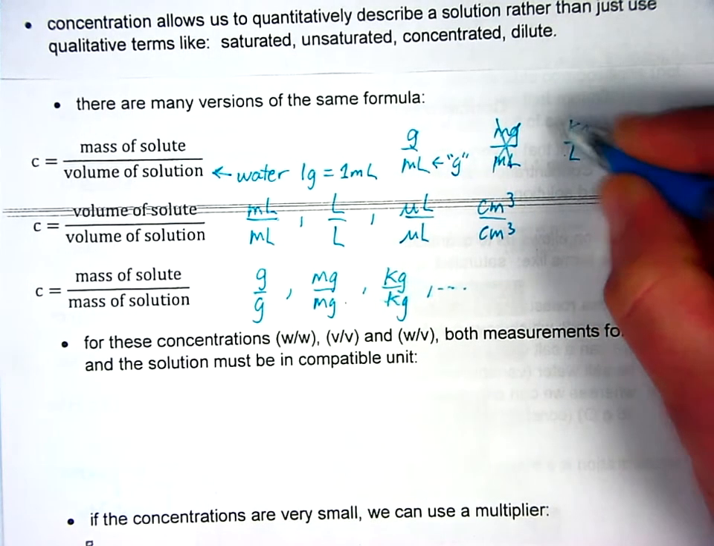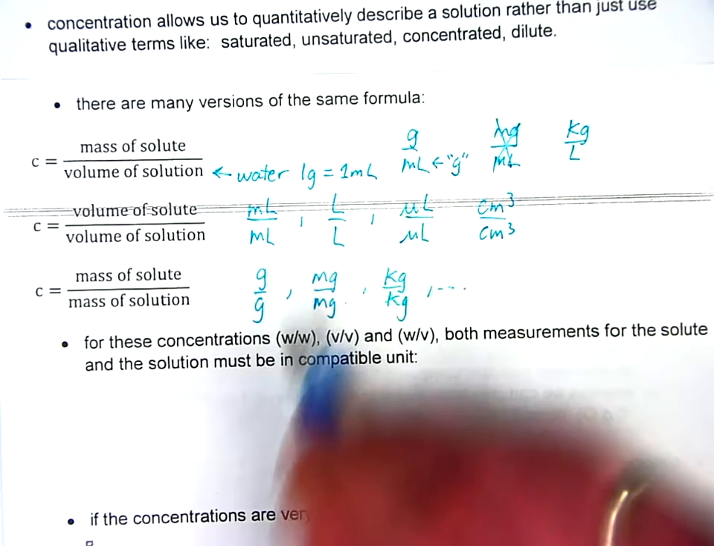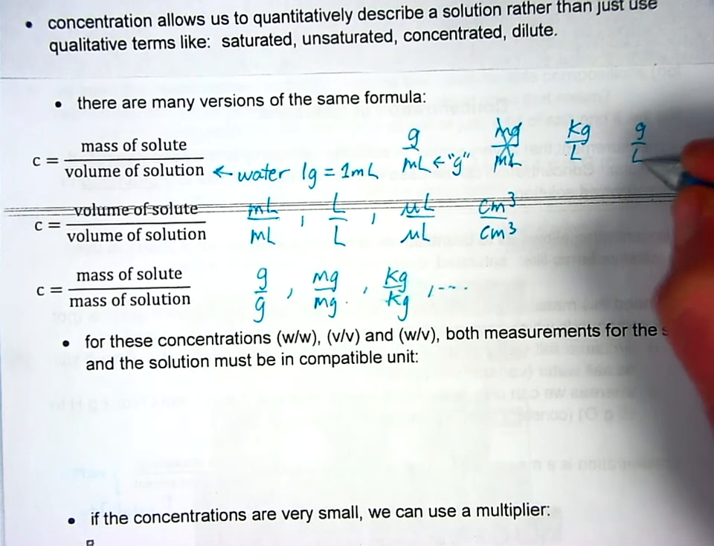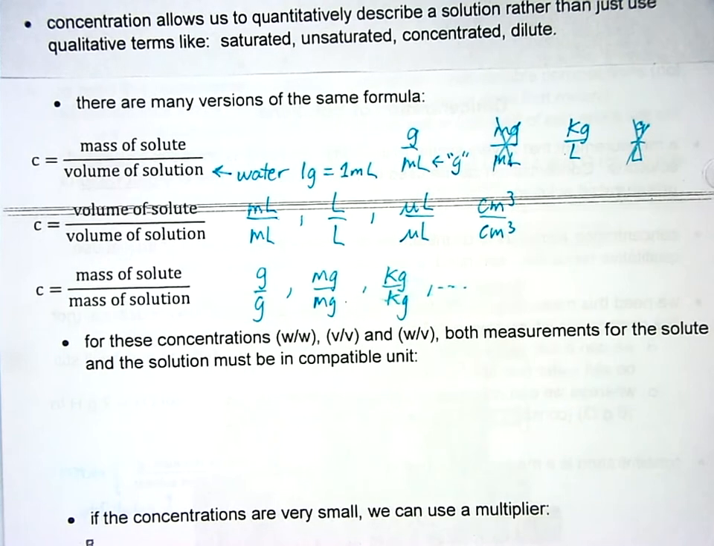Kilograms to liters, so we just multiply the top by 1,000 and the bottom by 1,000. That one's a good one. But grams to liters is not good, even though they're both missing prefixes.